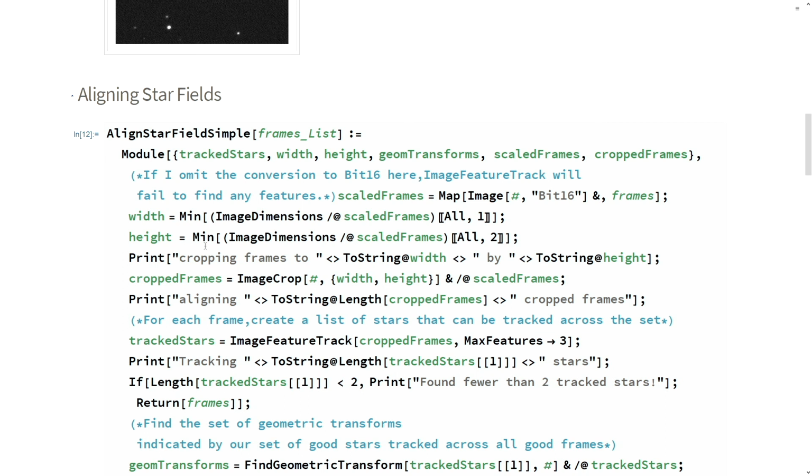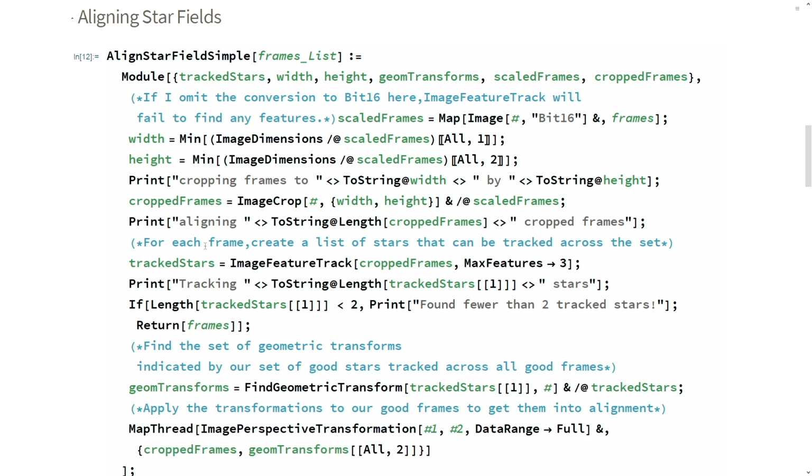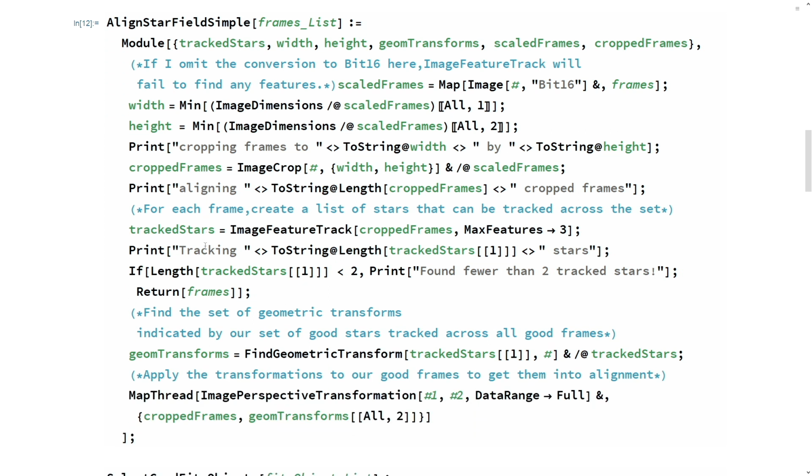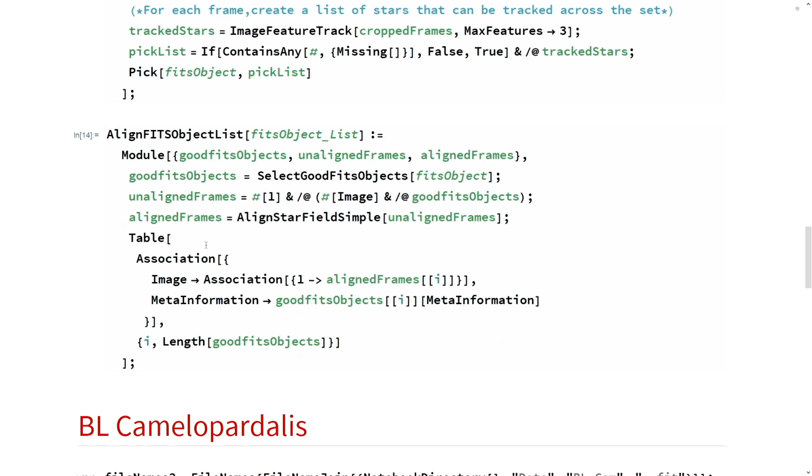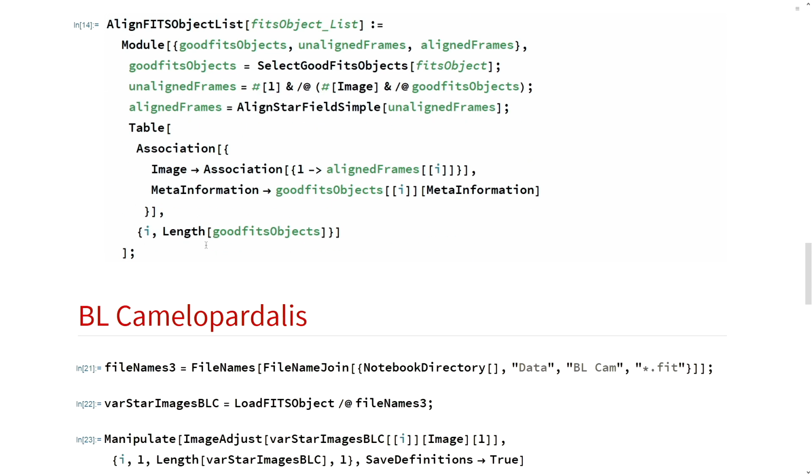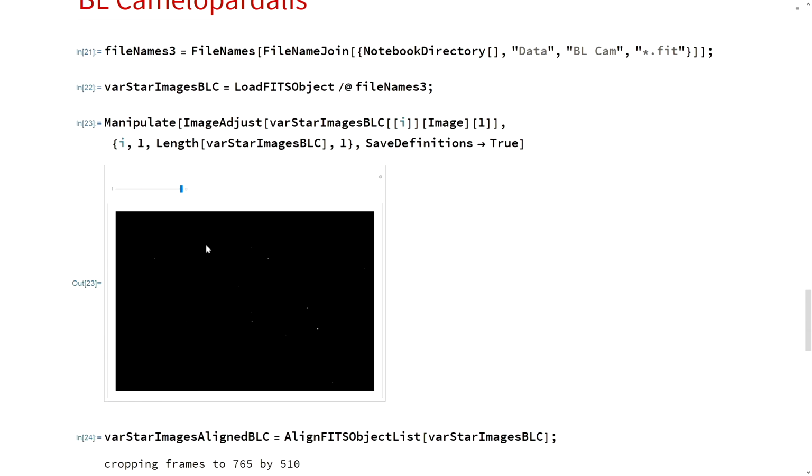Now, I'm not going to walk all through this because I've talked about this before in other talks, but we can use Mathematica to pick out features, in this case the stars, and then from that extract a set of transforms which we can apply to successive frames. And once we have done that, those are some additional functions, we can use that to align a series of star frames.